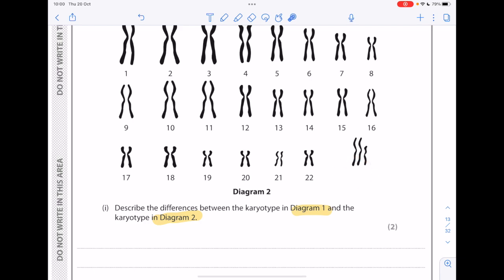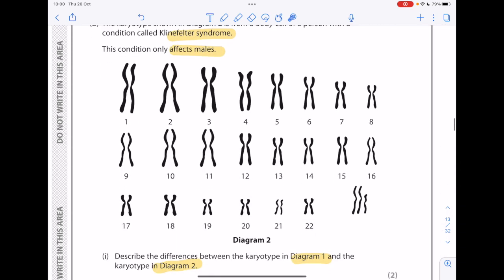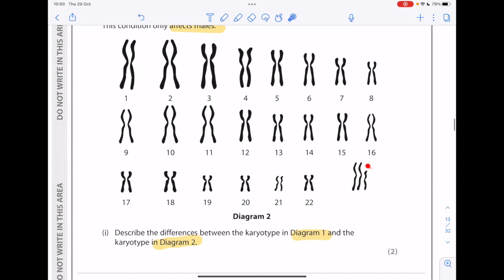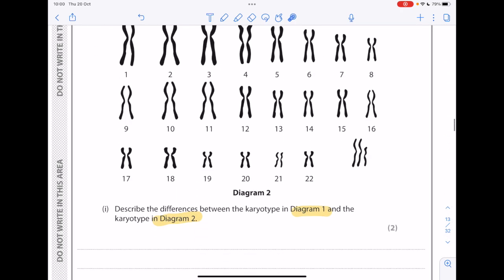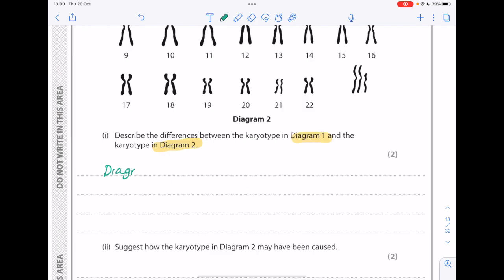Let's have a look down here. So you had the XY before and there were just 2 chromosomes. So the sex chromosomes here, we can see that we have an extra chromosome. And if you have a look, that is the X chromosome here, the longer one. So we can see we've got 2 X chromosomes here and 1 Y chromosome. So diagram 2 has an extra chromosome. Let's point out specifically an extra X chromosome.